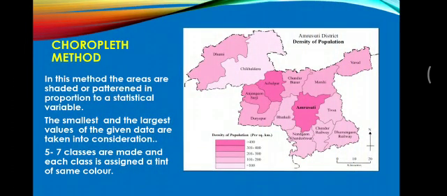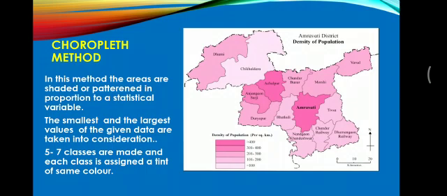Choropleth method. A choropleth map is a type of thematic map in which areas are shaded or patterned in proportion to a statistical variable that represents an aggregate summary of a geographic characteristic within each area. The data regarding various geographical variables is shown by shades or tints of various colors. In this method, only one value is given to one sub-administrative unit in a region. The smallest and the largest values of the given data of the variable are taken into consideration.